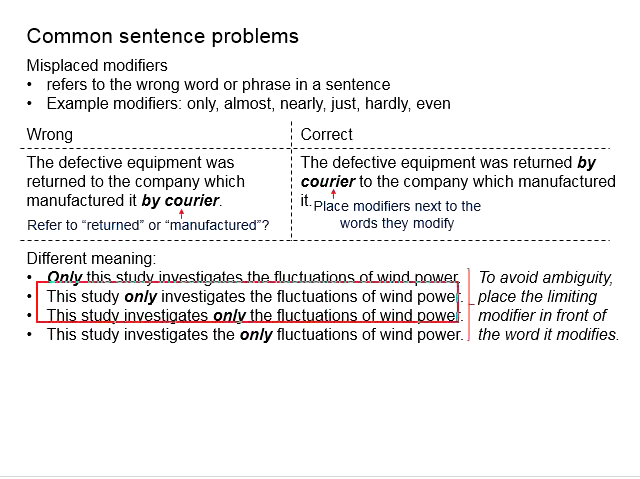Although both sentences here are correct, in order to avoid ambiguity, normally we will place the limiting modifier in front of the word it modifies. That means the second option will be the better one to avoid possible confusion to the reader.